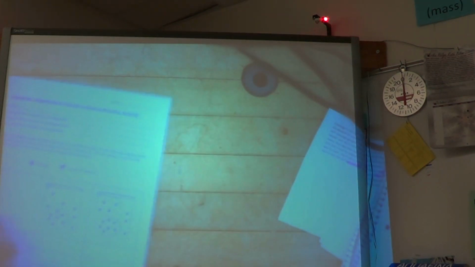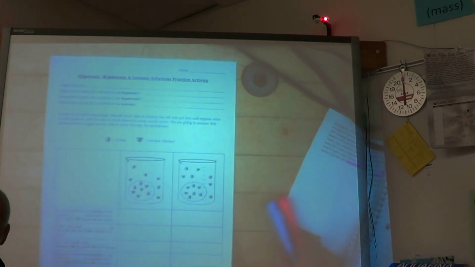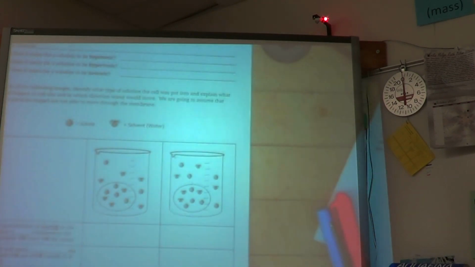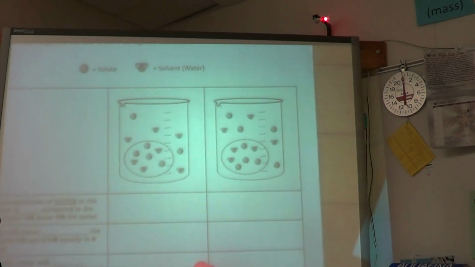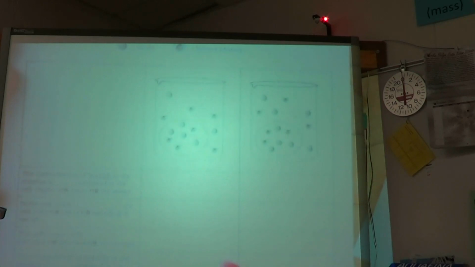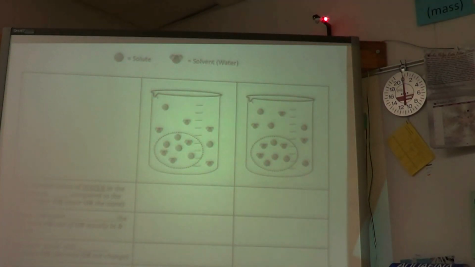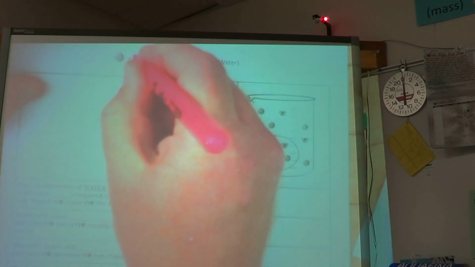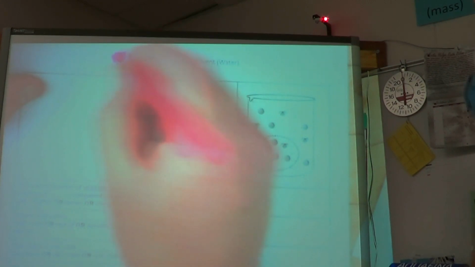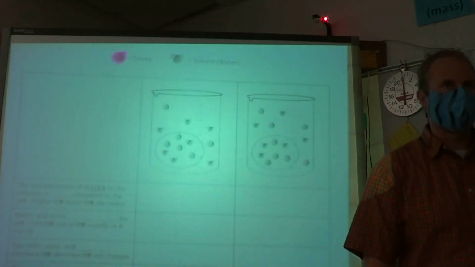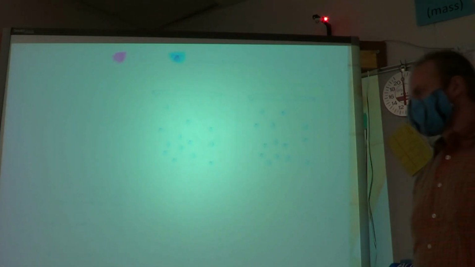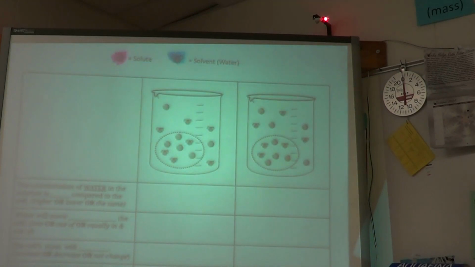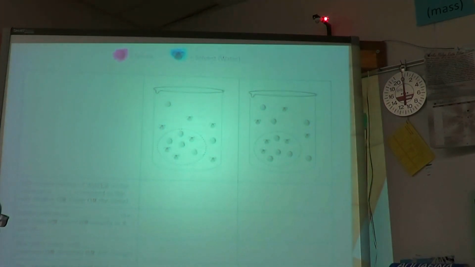Of your two colors, you're going to pick one to be solute, and it will be solute for this entire activity. The other color is meant to be water, and will be water for this entire activity. Then we have vertical columns, and those columns are things that we can answer questions about. So Mr. DeBoer is choosing pink for the solute, okay? And he is choosing blue, of course, it makes sense, for water, okay? But it can be any two colors.